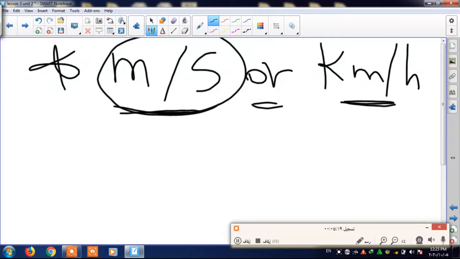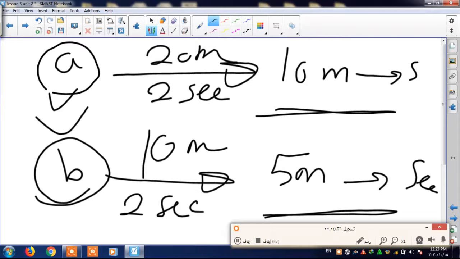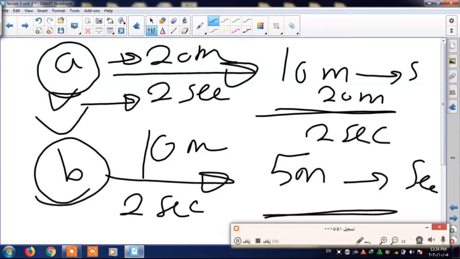From what is the measuring unit of speed derived? If you want to know, to increase your knowledge: in the previous example, object A covered 20 meters in 2 seconds, so it can cover 10 meters in 1 second. From which is this number produced? From the division of 20 meters over 2 seconds. 20 over 2 equals 10. So this object covers 10 meters in 1 second, so its speed is 10 meters over second.